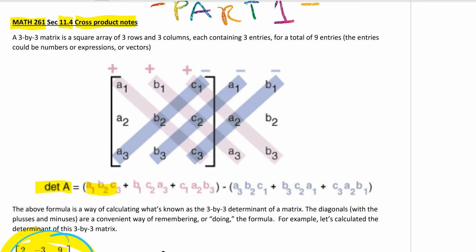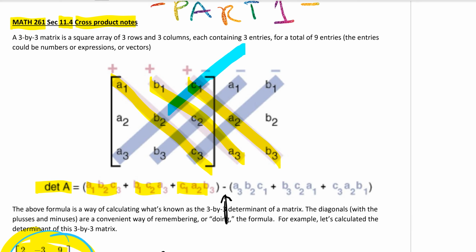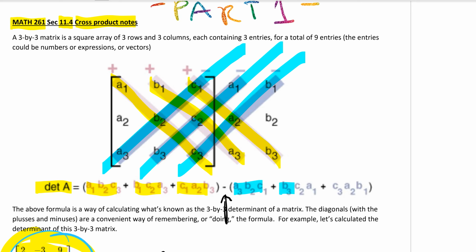We have three terms in parentheses here that come from the diagonals going down this way. And then we have a minus sign, and then another set of parentheses, and those terms come from the diagonals going down this way, with pluses inside the parentheses. And that's a way to remember and carry out this formula.